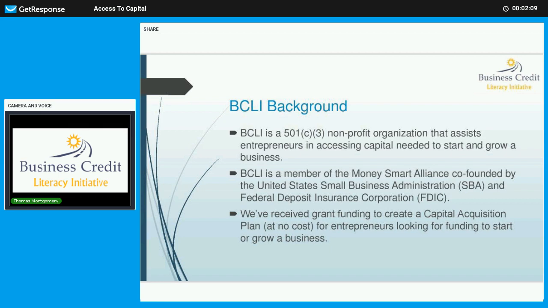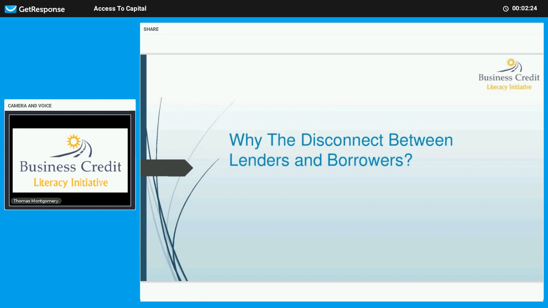And then also we've received grant funding to be able to work with small businesses like yours, to help you create a plan, that roadmap, and there's no cost for the creation of that capital acquisition plan. We'll talk more about that at the end of the presentation today.